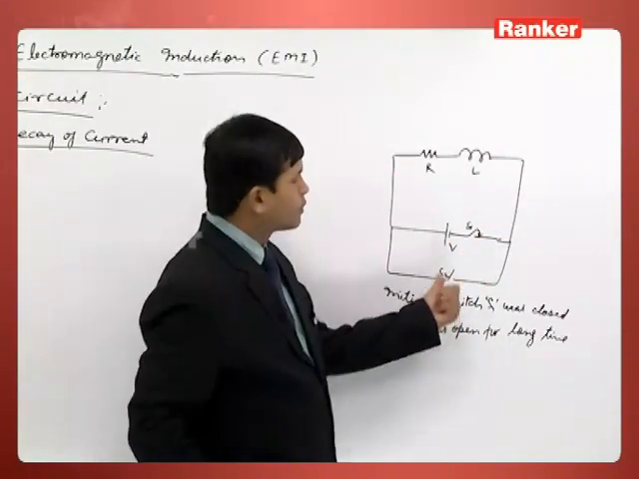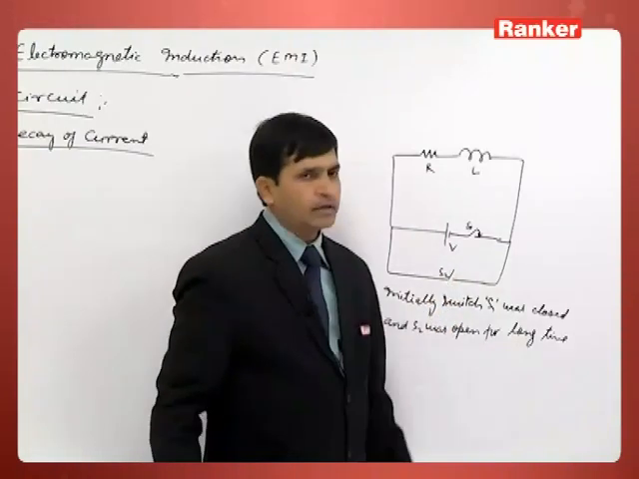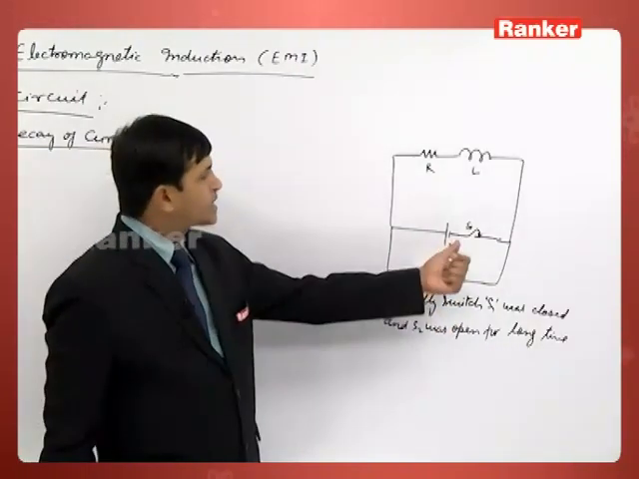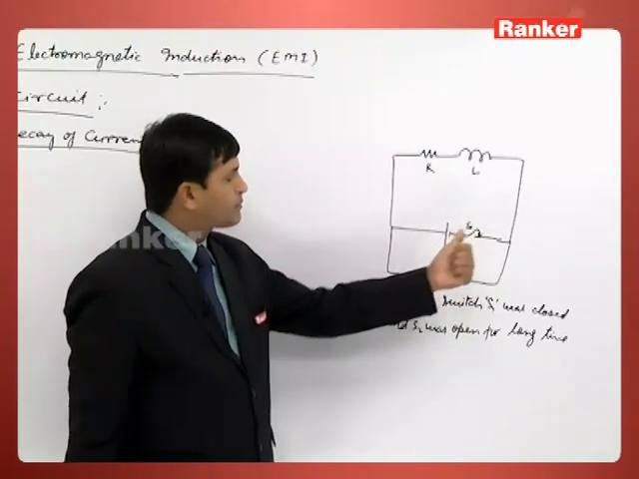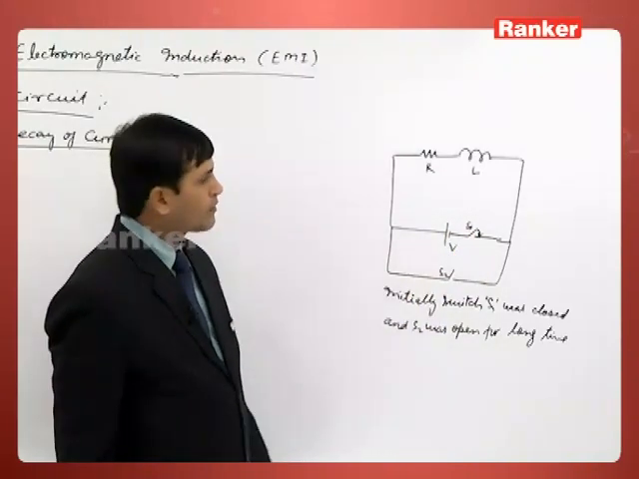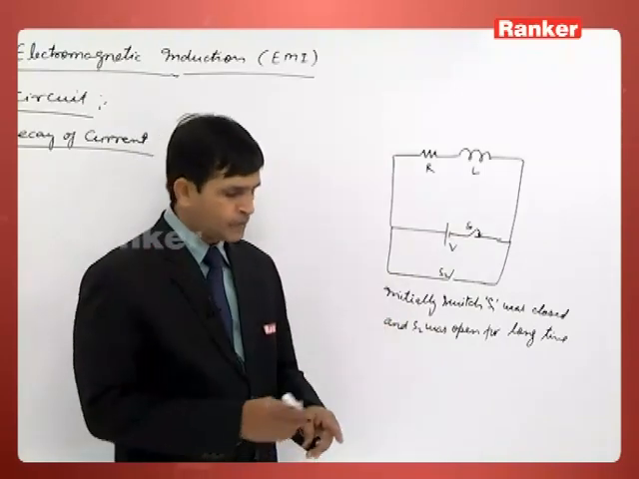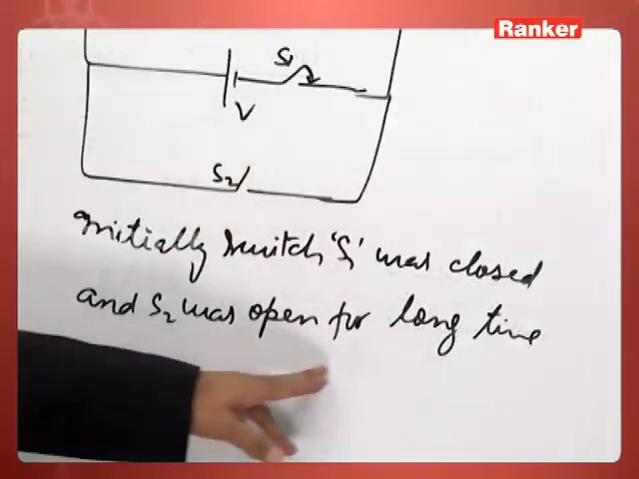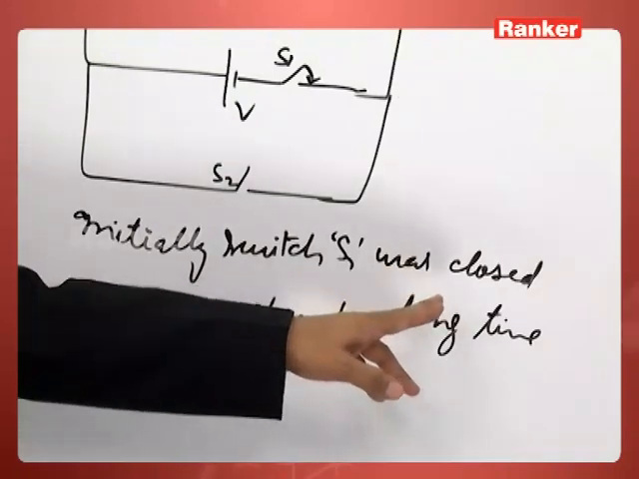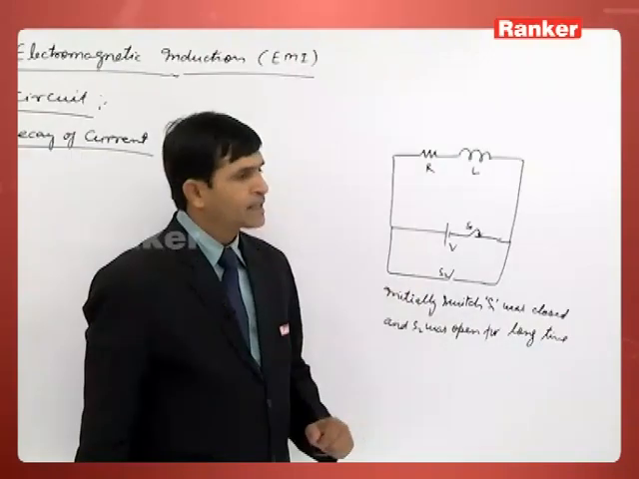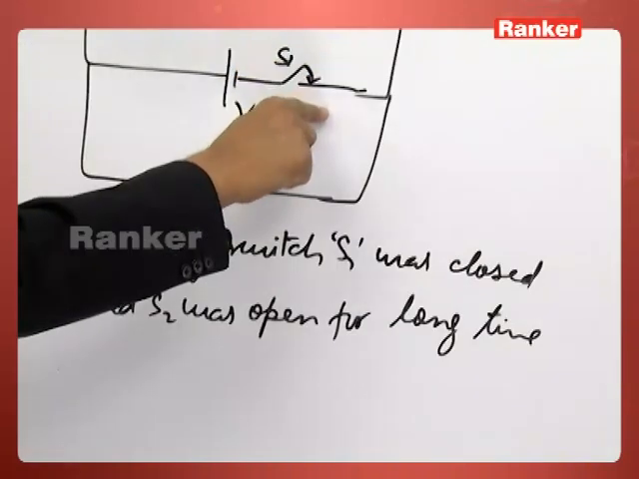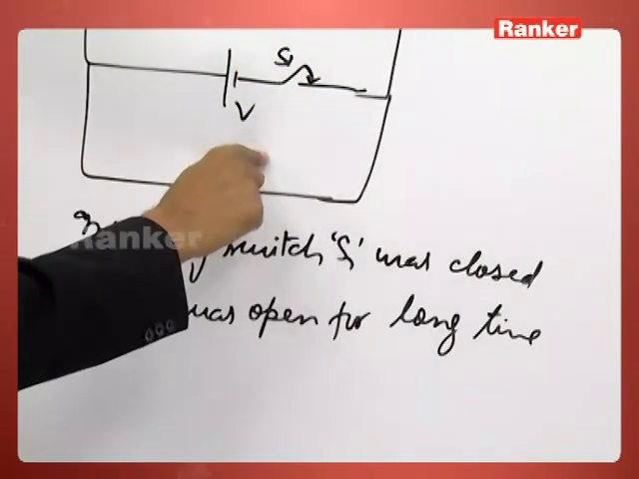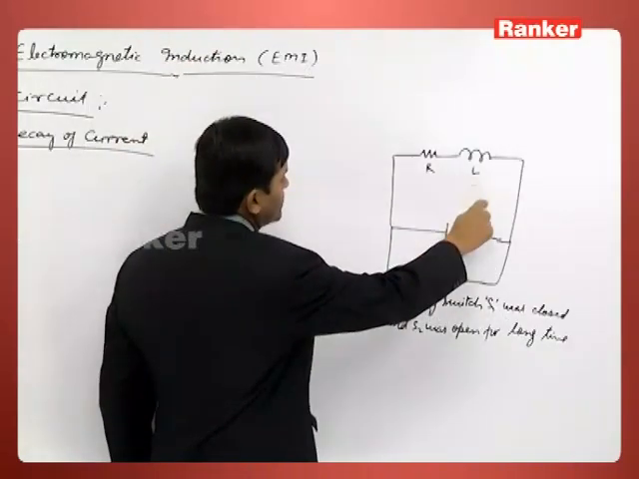S2 remained open for a long time. So that is the condition of your growth of current. Whatever we did in the previous case, that was the growth of current. In the growth of current we found that when the switch was closed for a longer period of time, a steady state current will develop. Same thing will happen here also. S1 was closed, S2 was open, so current will be set up here.